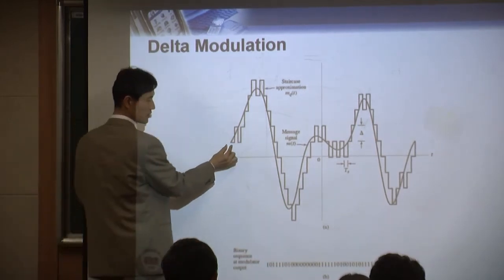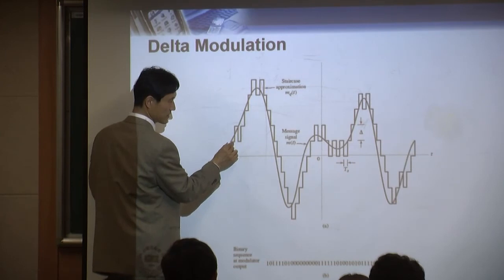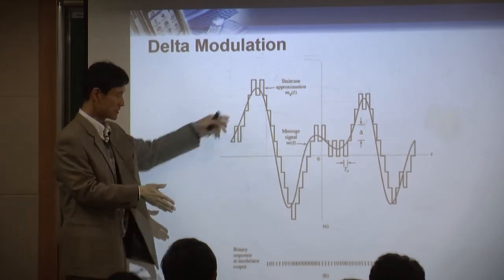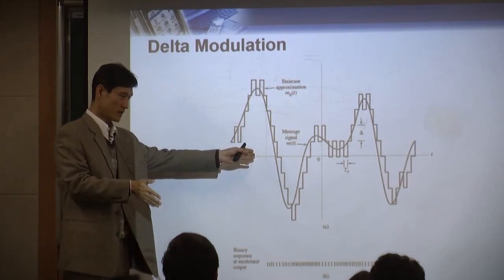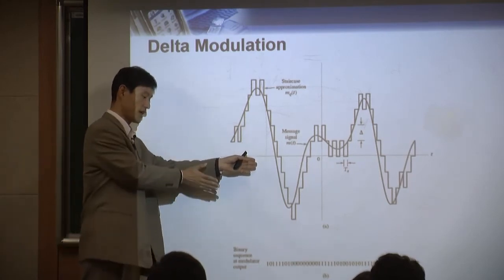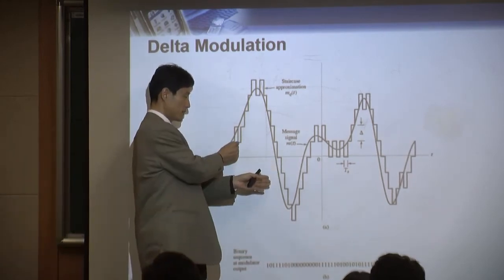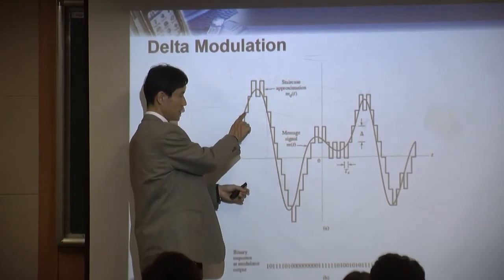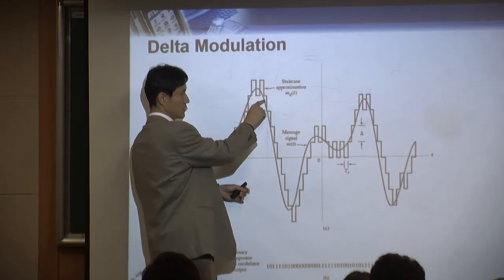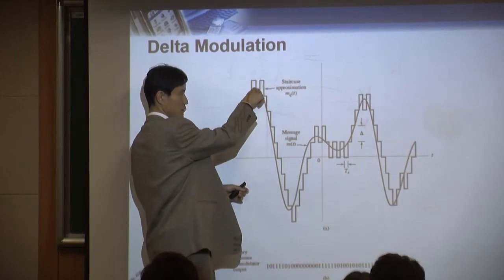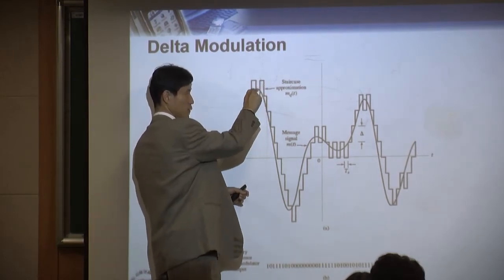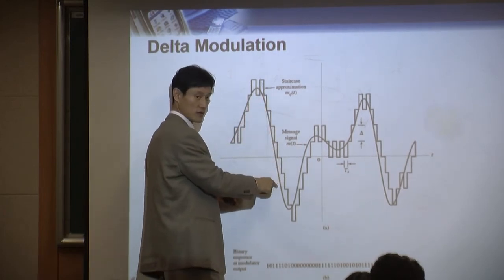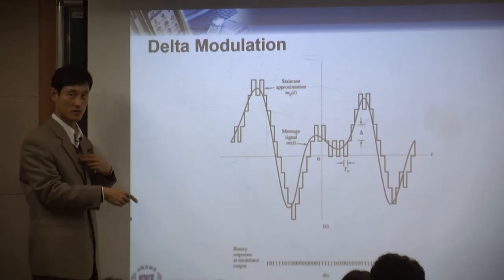Just think about the delta, right? Right now I'm here, but my original signal goes this way. Then let's try to catch it by putting the delta in the same direction. Goes up, up, up, like that. And if the original message goes down, then I have to try to go down, down, down. Try to follow, right? That's delta modulation.